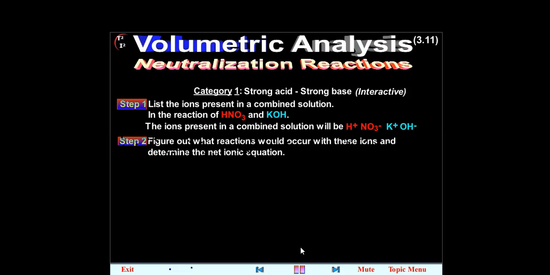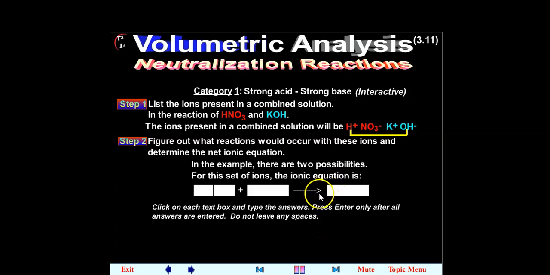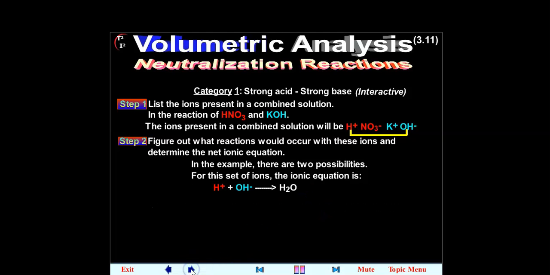Step 2. Figure out what reactions would occur with these ions and determine the net ionic equation. In the example, there are two possibilities. For this set of ions, the ionic equation is H plus plus OH minus gives H2O.